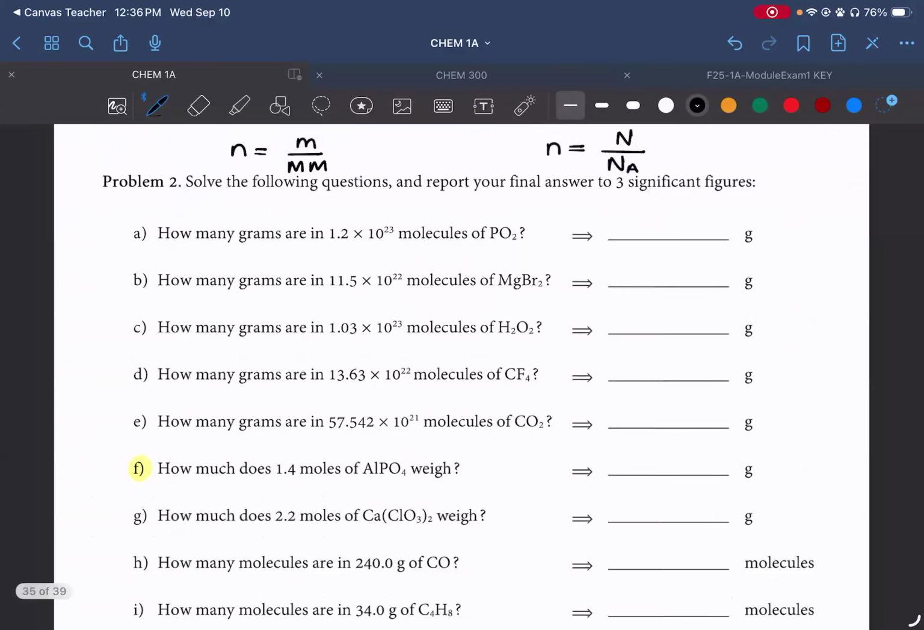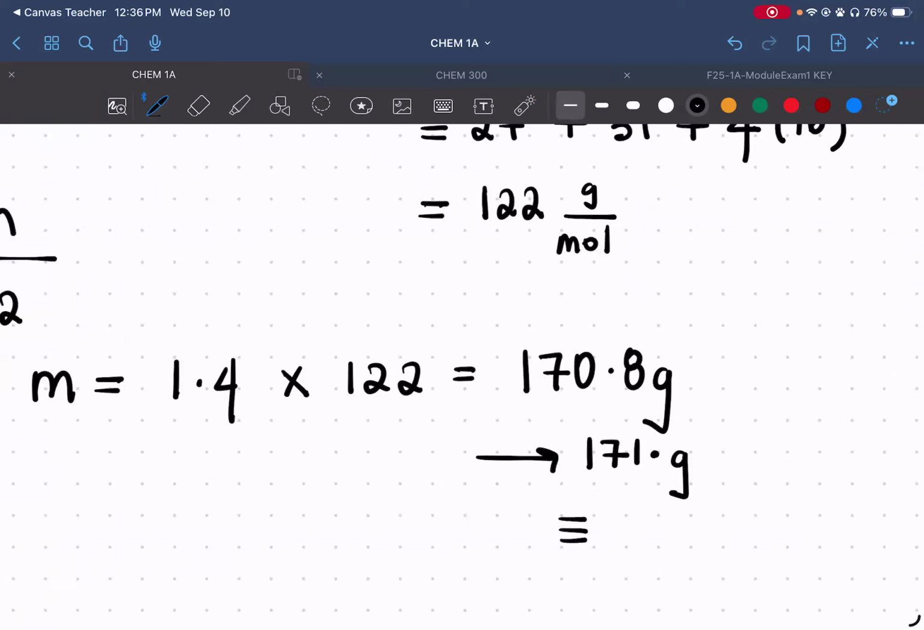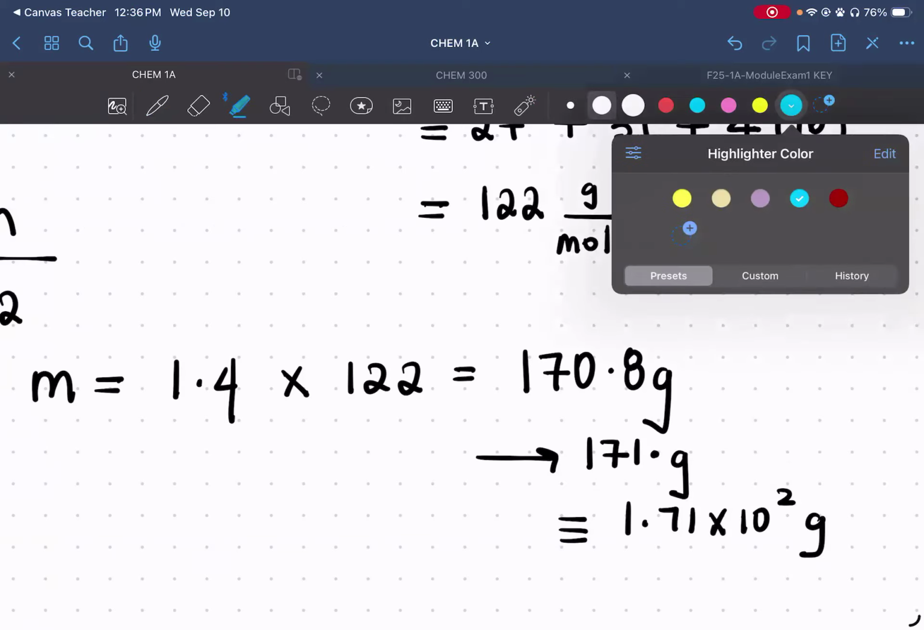Do remember that the overall instructions do say, report your answer to 3 significant figures. We count from left to right, 1, 2, 3. After the third tells us if we should round up or round down. That's an 8. That's what tells us our final answer will be 171 grams. You also could have written this in scientific notation, 1.71 times 10 to the 2 grams. Both would be correct.